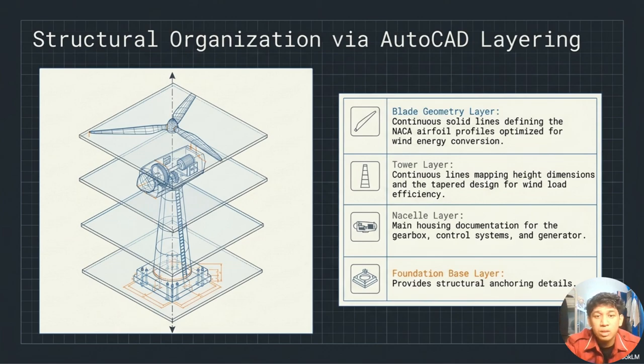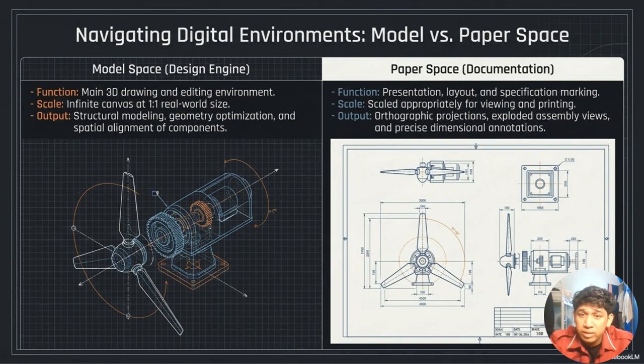Second, the tower layer, continuous lines mapping height dimension and the tapered design for wind load efficiency. On the third layer is the nacelle layer, main housing documentation for the gearbox, control system, and generator. And on the last layer, the foundation base layer, provides structural anchoring details, which is the layer controlling the height. On the ninth slide, it's navigating digital environments.